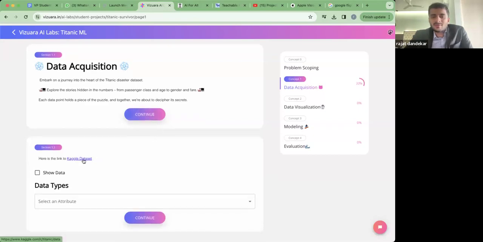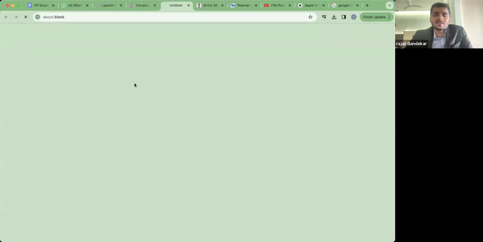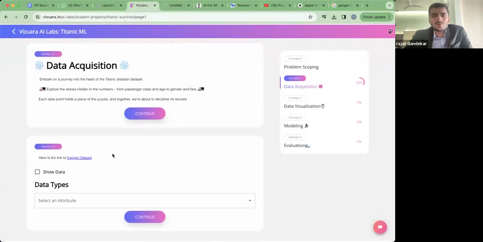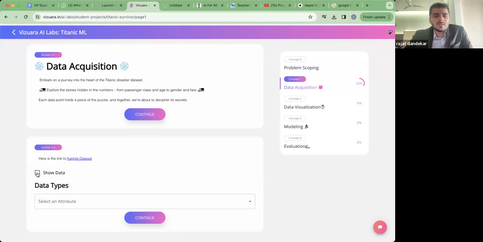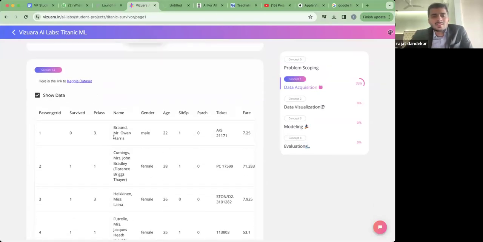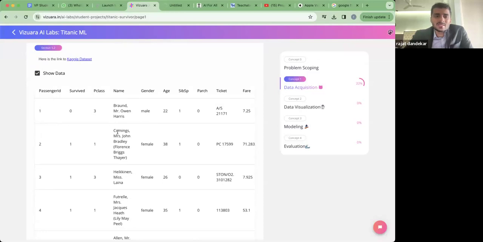So we have taken this data from this Kaggle dataset. When I click on Kaggle dataset, you can see that I'm taken to a new tab where the dataset will be opened. I will show it to you eventually. First, let us look at the data that we are looking at. So this is the kind of data set that we are looking at.